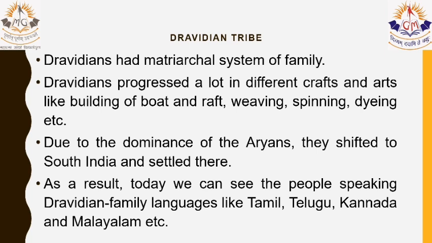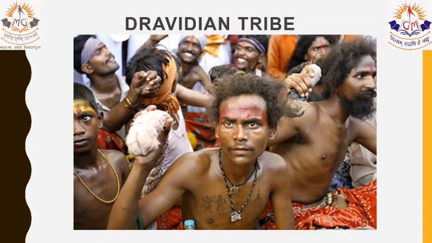So here we see that the Aryans' influx in India started increasing, and they came in more and more number, and that pushed the Dravidians to the southern direction of India, and they were shifted over there and settled in the states which we know today as Andhra Pradesh, Telangana, Karnataka, Tamil Nadu, and Kerala.